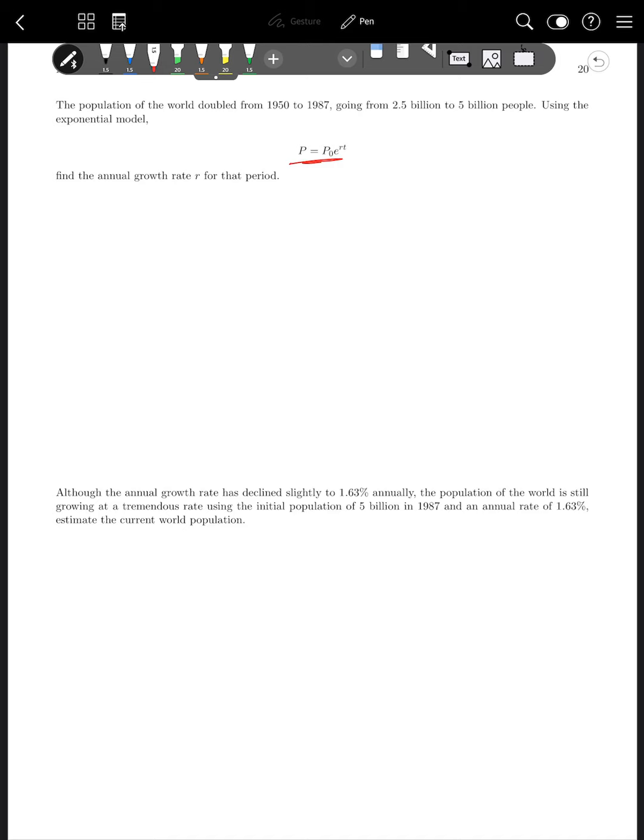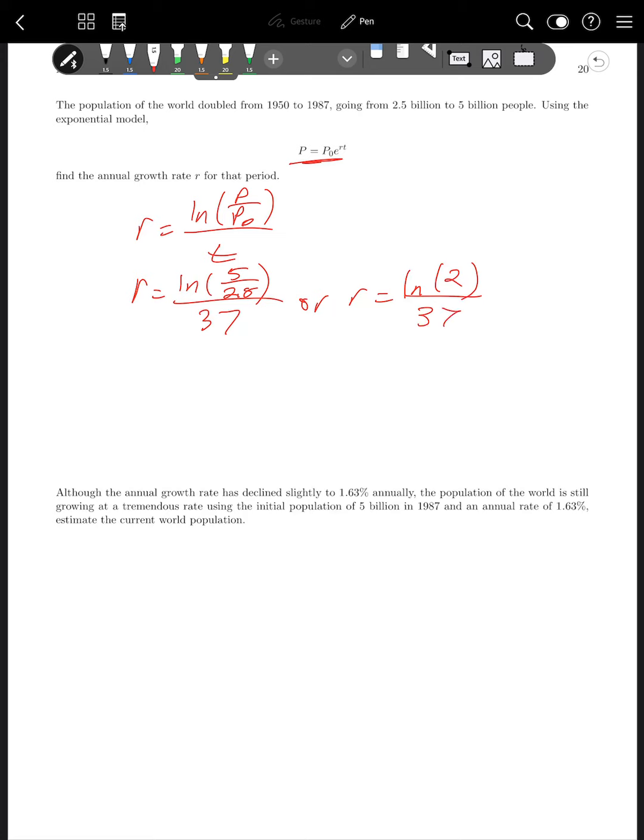So in this case, if I wanted to know the rate for that period, I could use this formula: the rate equals the natural log of P over P naught, over t. Because we're noticing that's the same formula that we saw before. So in this case, r would equal the natural log of 5 divided by 2.5, over the number of years, which from 1915 to 1987 is 37. Or you could just remember that if we're doubling something, it's going to be the natural log of 2. Either way, you're going to end up in this step eventually, but you could start here quicker.